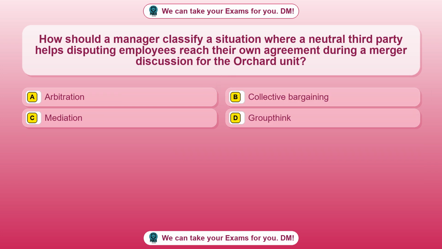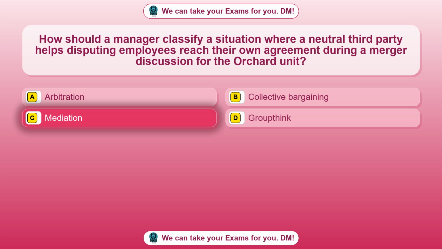Question 30. How should a manager classify a situation where a neutral third party helps disputing employees reach their own agreement during a merger discussion for the Orchard unit? Option A. Arbitration. Option B. Collective bargaining. Option C. Mediation. Option D. Groupthink. The correct answer is option C.